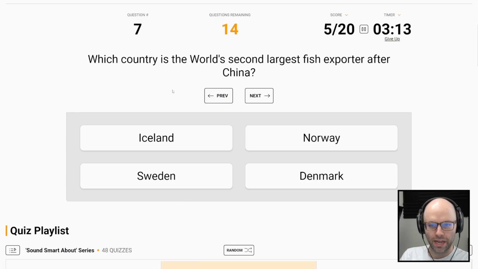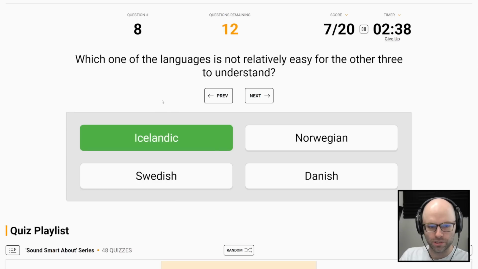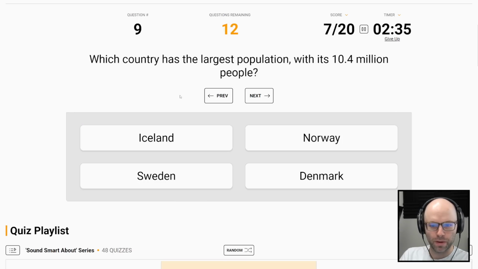Which country is the world's second largest fish exporter after China? Certainly feels like Norway to me. Which of the languages is not relatively easy for the other three to understand? I know Norwegian is relatively easy to understand if you speak English. Is it possible that these three are all part of one family? No, that doesn't make any sense. I get that Icelandic has different characters. Maybe it's Icelandic.